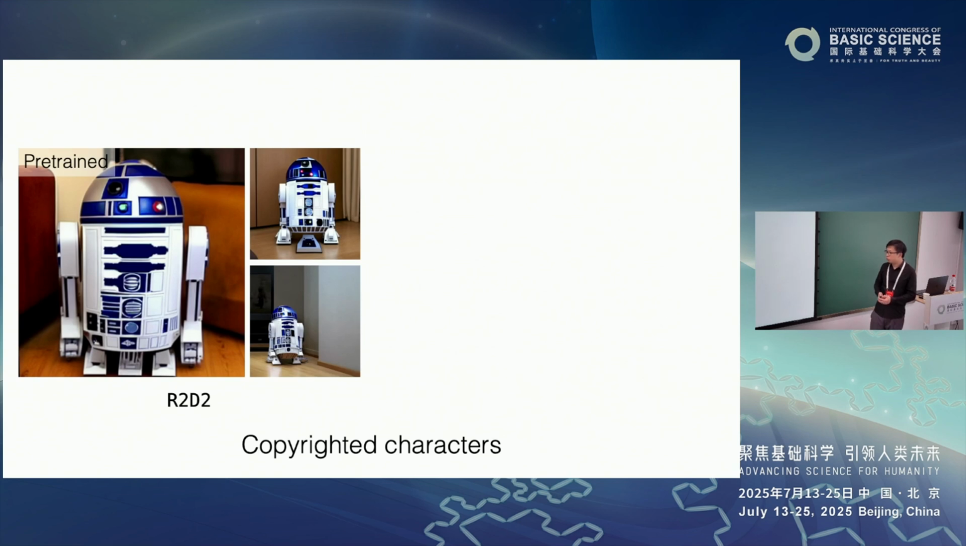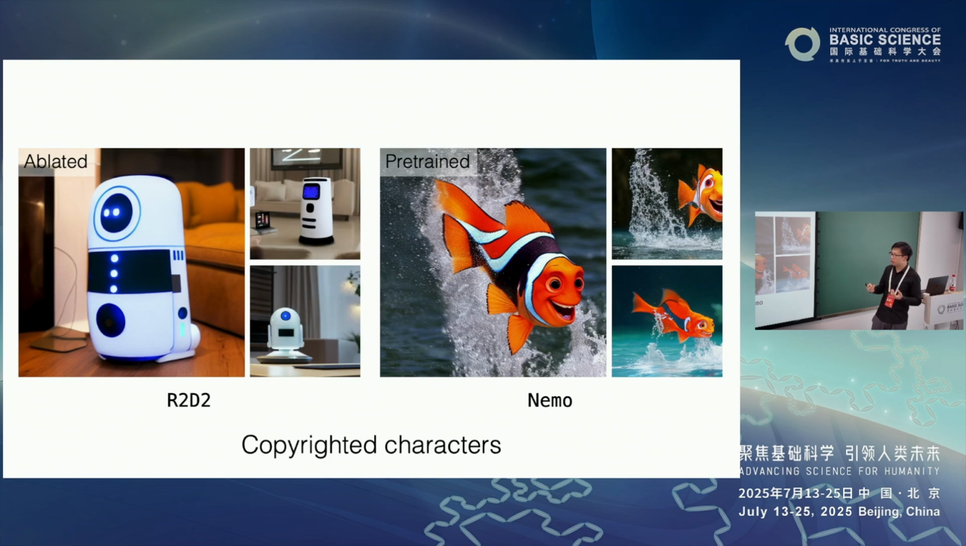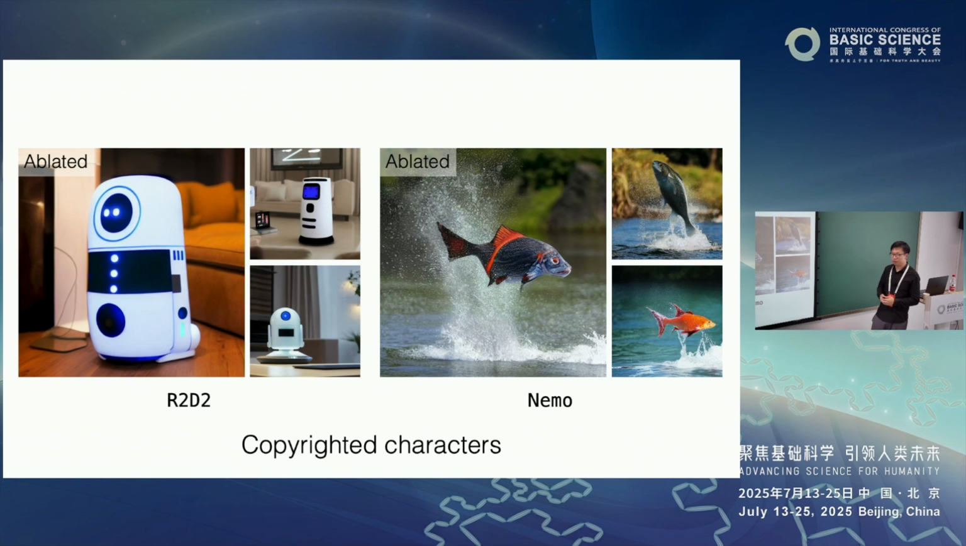And the same applies to other characters, like this Star Wars character R2D2. So here is R2D2. I will show some images which look a little bit creepy, so there is a content warning. There's a Nemo here, and after you remove R2D2, it becomes like a generic robot, or a delivery robot in some sense. And if you remove Nemo, it becomes like a fish. Okay, so this concept is removed.